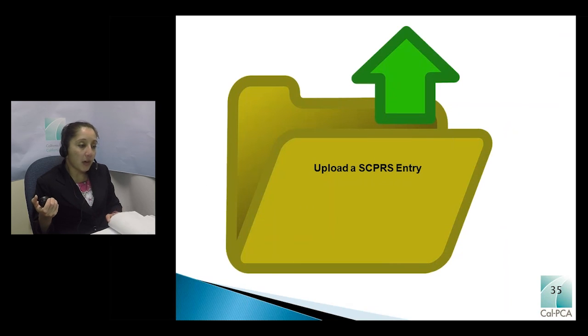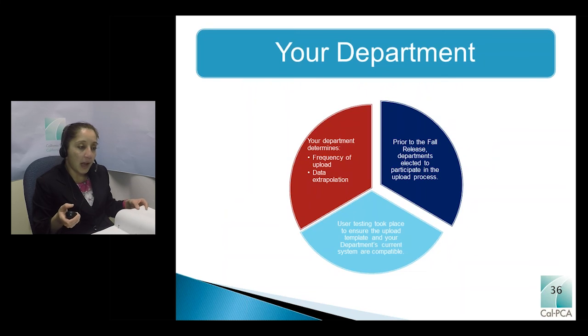So the last item I want to talk about is uploading a Scprs entry. So some things to note about this. The upload is a process that's simply using your existing system, extracting the data from that system, implanting it into a template that was provided by Fiscal, and uploading it into Fiscal. Now, the upload would take the place of you needing to enter in every single purchase order. But your department had to decide whether they even wanted to do this.